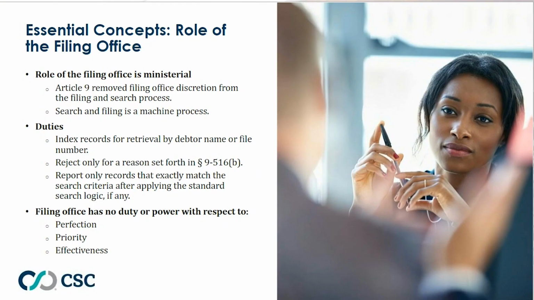UCC filings are filed at their respective filing office, so please keep in mind that the role of the filing office is ministerial. Their duties include indexing records for retrieval by debtor name or file number, rejecting filings if they don't meet certain requirements, and reporting only on records that exactly match the search criteria after applying the standard logic, if any. Therefore, a filing office has no duty or power with respect to perfection, priority, or effectiveness of a filing.